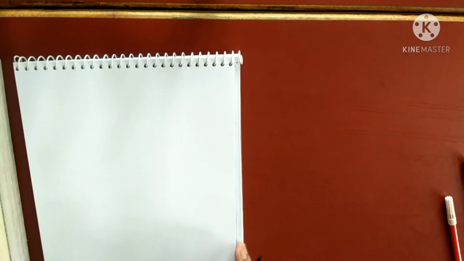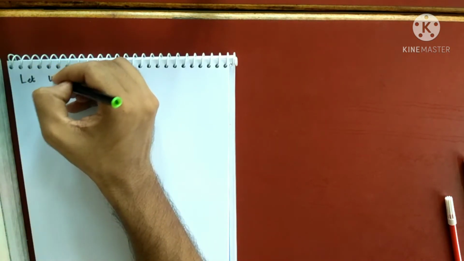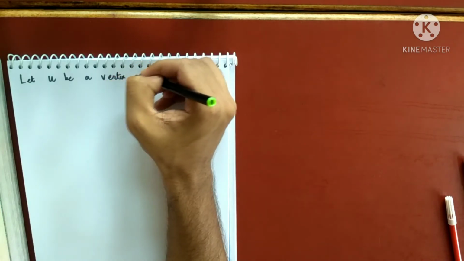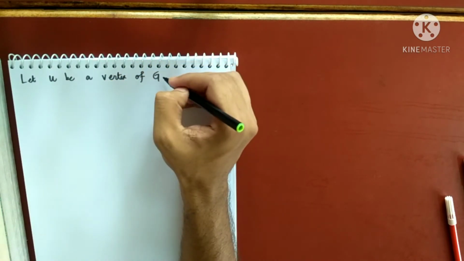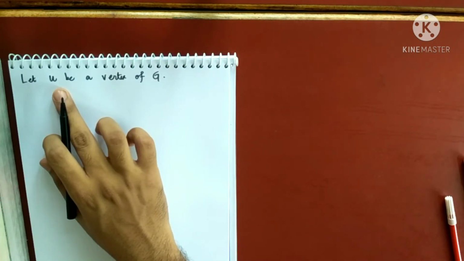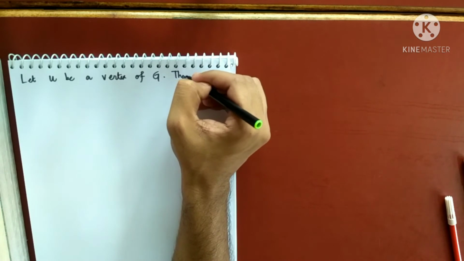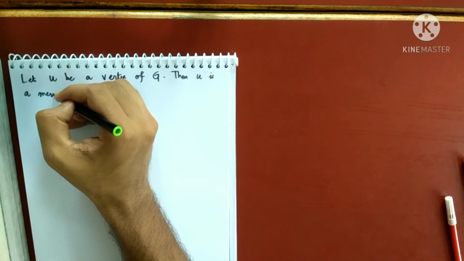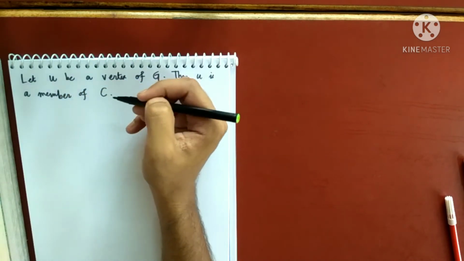Let U be a vertex of G. So I am taking any vertex of G. I will prove that degree of U is an even number. Then U is a member of the Euler circuit C. Why?